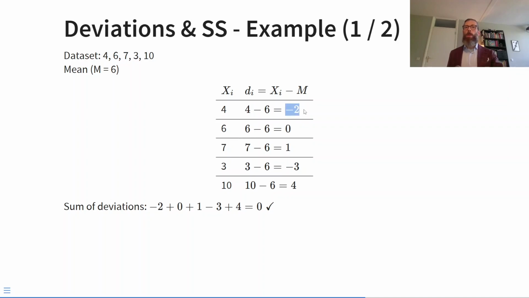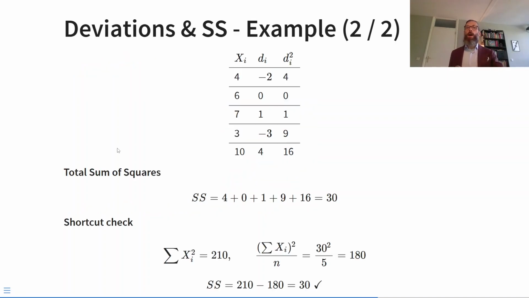So here the deviations are minus 2, 0, this score is equal to the mean, plus 1, minus 3, plus 4. If we add all these deviations, they sum to 0, which is correct, that is expected. But because we want to get a total of all of the deviations, we have to get rid of the negatives, and we do that by squaring the deviations. So here in the rightmost column, we see the squared deviation. Minus 2 squared is 4, 0 squared is 0, 1 squared is 1, minus 3 squared is 9, and 4 squared is 16. These we can add up, and then we get the sum of squares, which is 30.